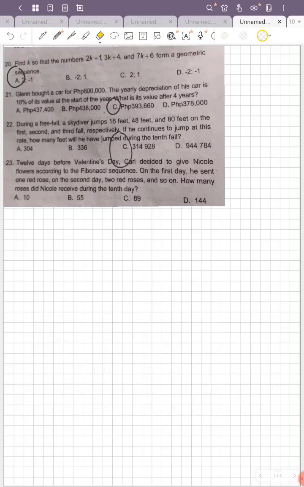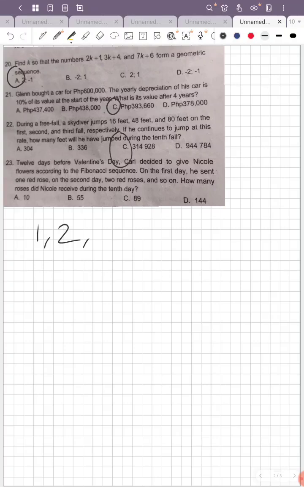12 days before Valentine's Day, Carl decided to give Nicole flowers according to the Fibonacci sequence. On the first day, he sent one red rose, and the second day 2 red roses, and so on. How many roses did Nicole receive during the 10th day? So first, the a sub 1 is 1. Then on the second day we have 2.